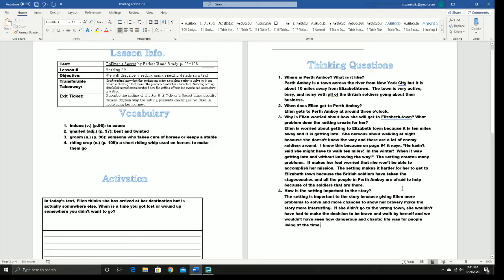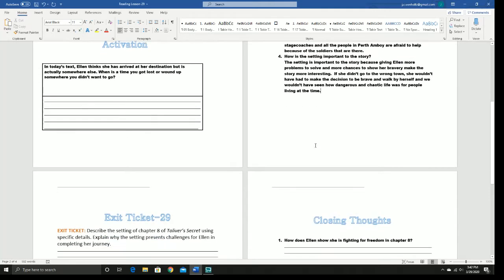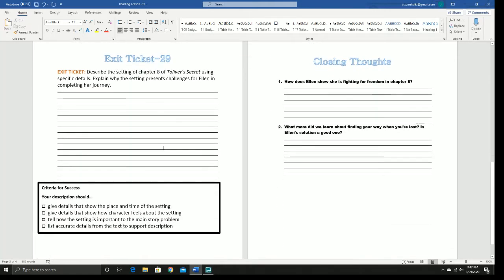Excellent. All right, so we've done our thinking questions. If we use what we've thought about here, some of it we can actually just copy and paste. We should be able to answer this exit ticket fairly well. So, describe the setting of Chapter 8 of Toliver's Secret using specific details. Explain why the setting presents challenges for Ellen in completing her journey. Let's go ahead. I'm going to pause now and give you a chance to answer this on your own. And then when you're back, we'll answer it together.